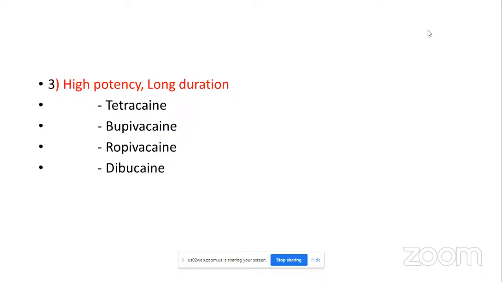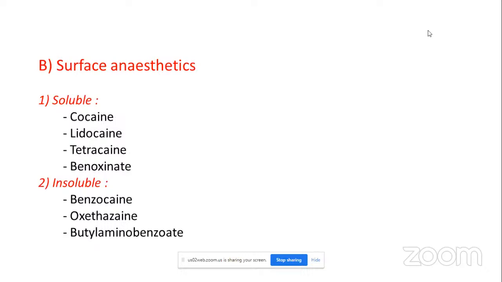Coming to surface anesthetics, it is divided as soluble and insoluble local anesthetics. Examples of soluble anesthetics are cocaine, lidocaine, tetracaine and benoxinate. Insoluble local anesthetics are benzocaine, oxethazaine and butylaminobenzoate.